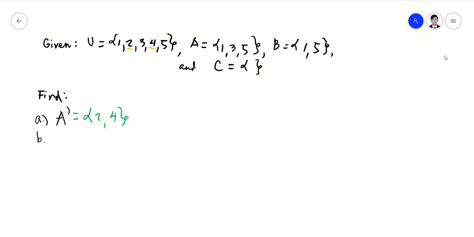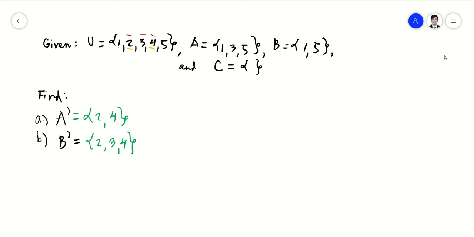So let's have another example. What if we're asked now for the complement of B? So we will look at B and the universal set. There is a 1, but there's no 2, no 3 in B, no 4 as well, but there is a 5. Therefore, our answer would be the set containing the elements 2, 3, and 4.